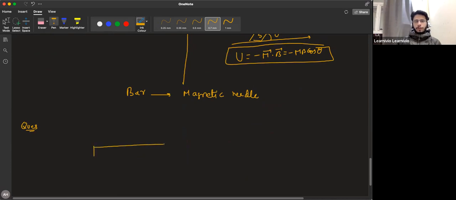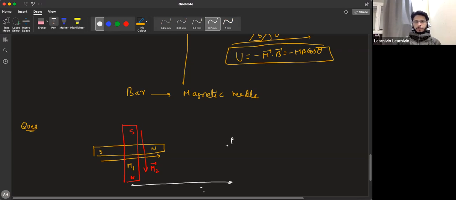Say you have two bar magnets. One is this, this is south pole, this is north. This is the direction of magnetic moment M1. Then you have another bar magnet. This is placed in this way. This is south pole, this is north pole. This is the direction of its magnetic moment M2. So you have two magnets. You're supposed to calculate magnetic field here. Okay, let's solve this numerical together.